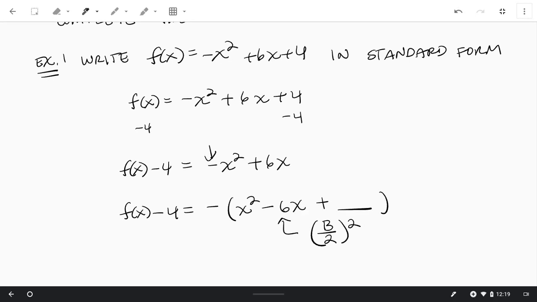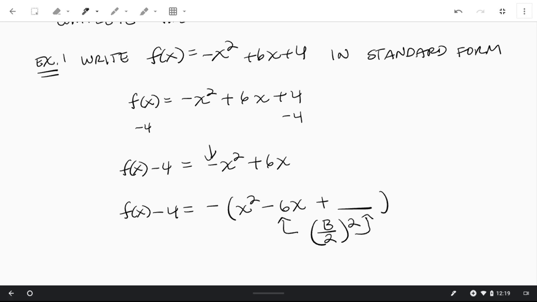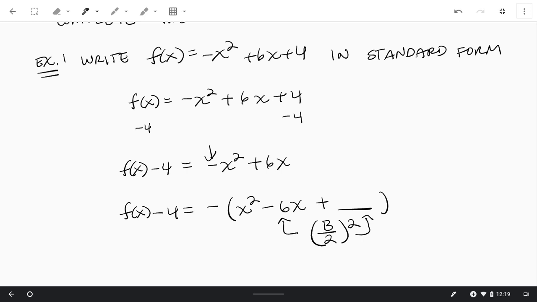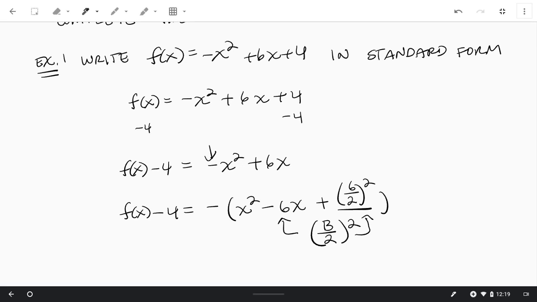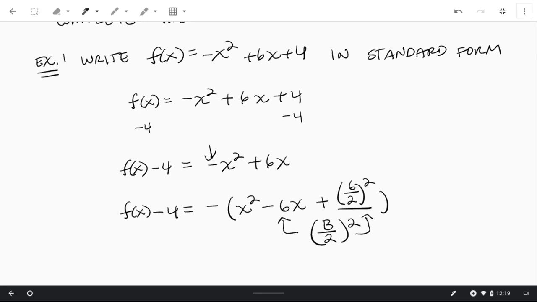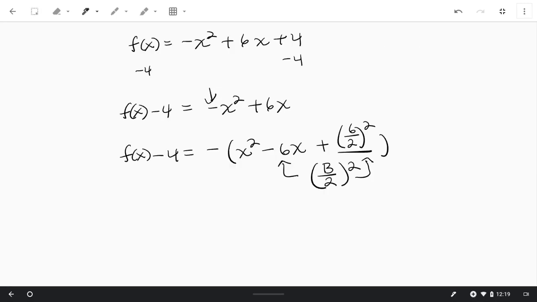Okay, so we are going to do 6 over 2 and squaring it. And yes, I'm going to ignore the sign right now because what happens is when you square a negative, you end up with positive anyway. Okay, so 6 over 2. So what happens is over here, since we're adding this value on the right-hand side, we also have to add it on this side. But you have to be very careful.